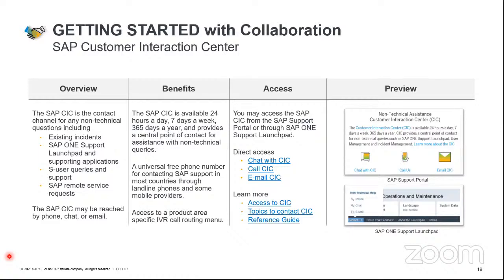So if you want to know the status of your incident, or if there's any delay in the response, or if the issue becomes critical for you and you want to raise the priority of the incident, then CIC is the correct channel for you. Even if you have queries with respect to S-user ID, the CIC team will be able to support you on that. CIC is available 24/7, 365 days, and you can reach out to them via chat, call, or email.